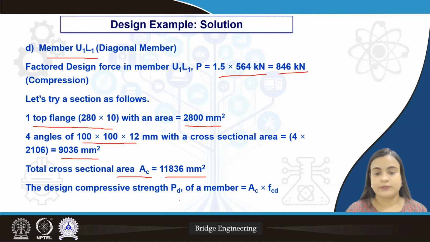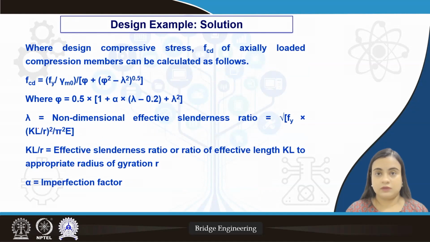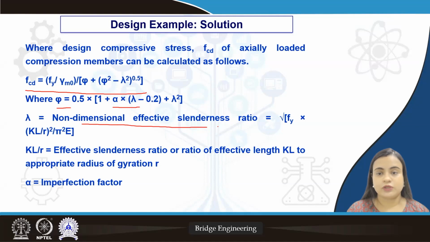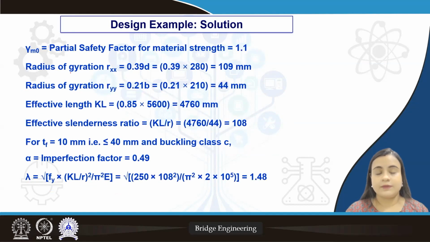The design compressive strength PD of a member can be obtained as AC times FCD, where AC is the cross-sectional area of the member. FCD can be obtained as we had discussed earlier for axially loaded compression member by using this expression. Here phi is a function of alpha and lambda. Lambda is the non-dimensional effective slenderness ratio, dependent on the effective slenderness ratio, that is equal to the ratio of effective length KL divided by the appropriate radius of gyration R, and alpha is the imperfection factor. Now gamma m0 is the partial safety factor for material strength, taken to be 1.1.